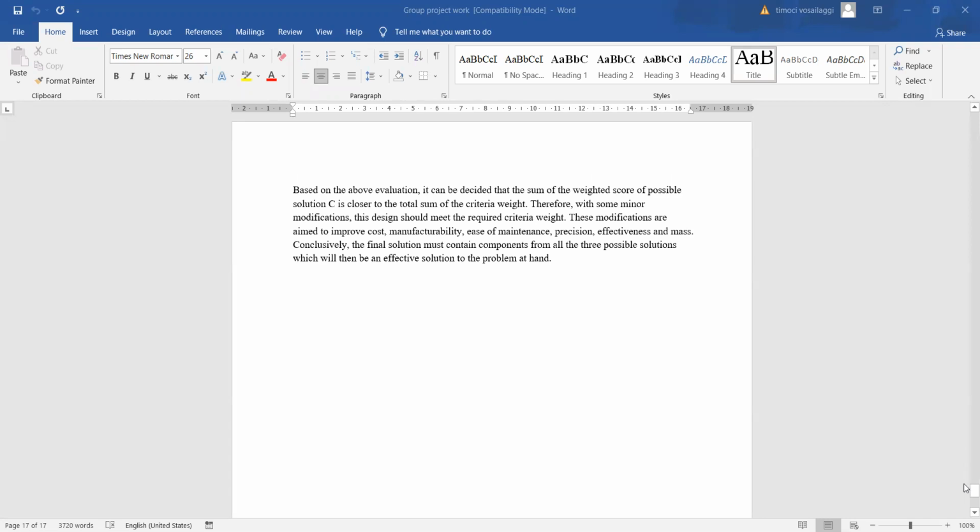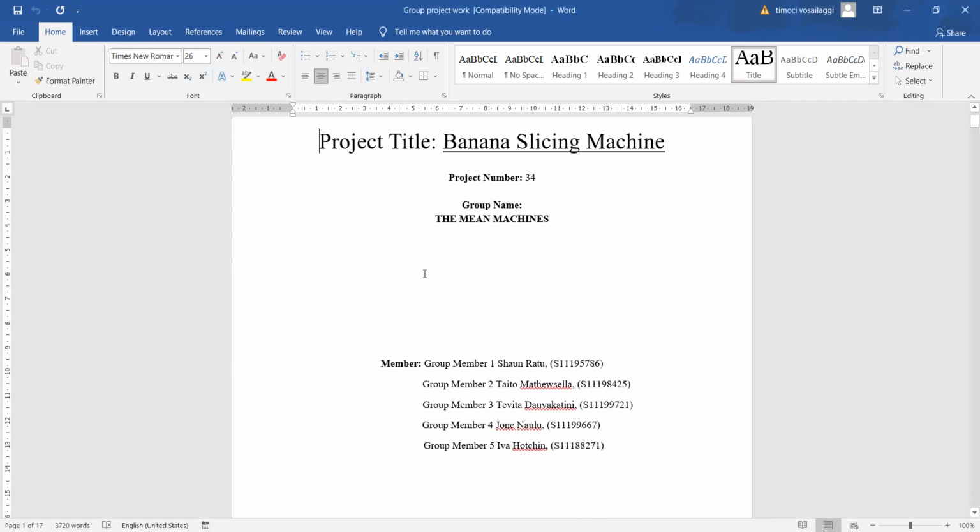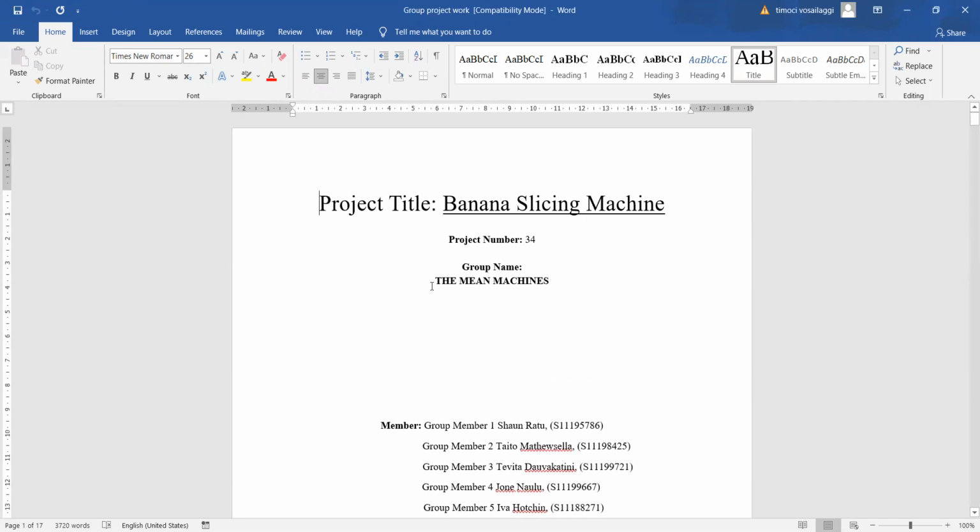So hopefully you can all see my screen. This is Sean's project, him and his group. They are doing a banana slicing machine, I believe. Okay. And just looking over it, I can tell that this one's done pretty well.